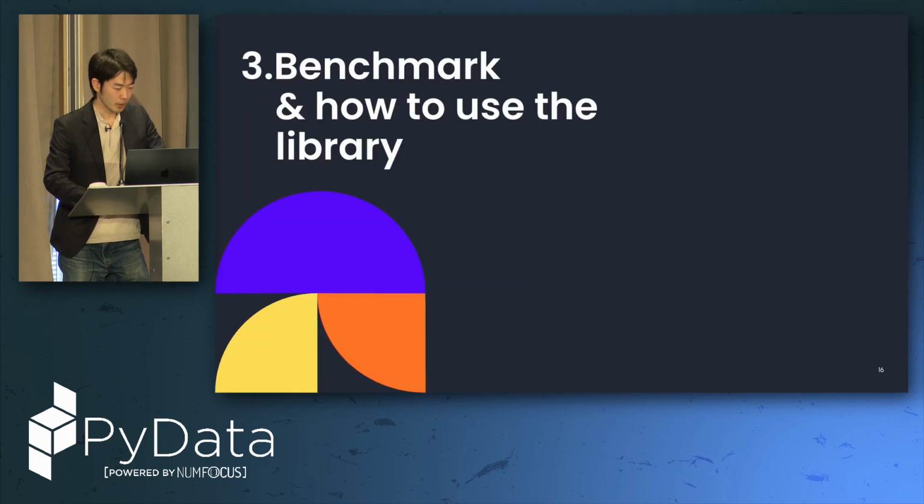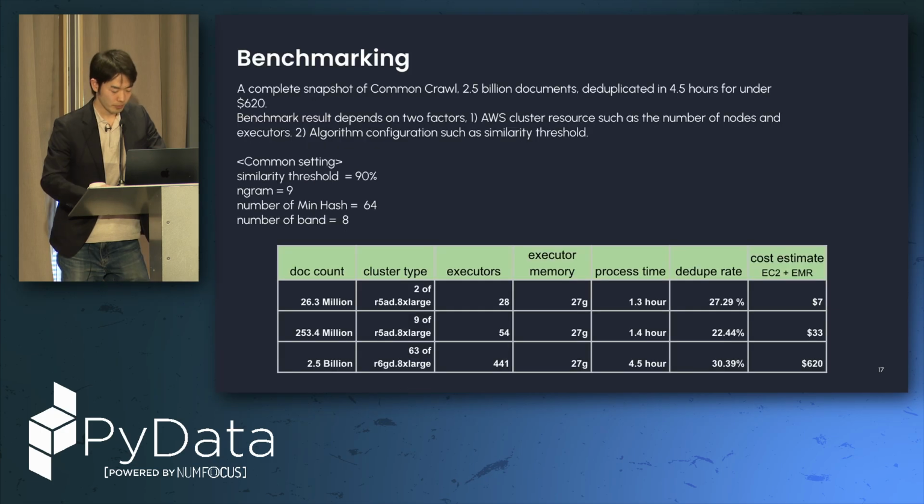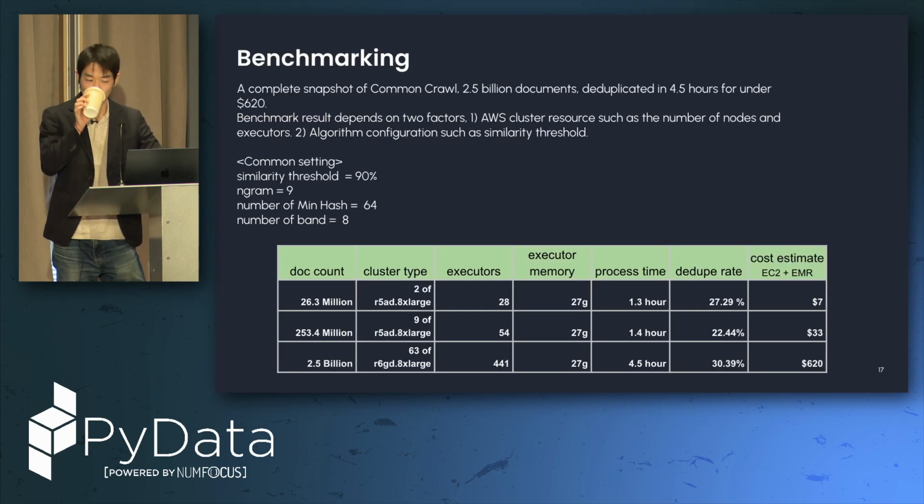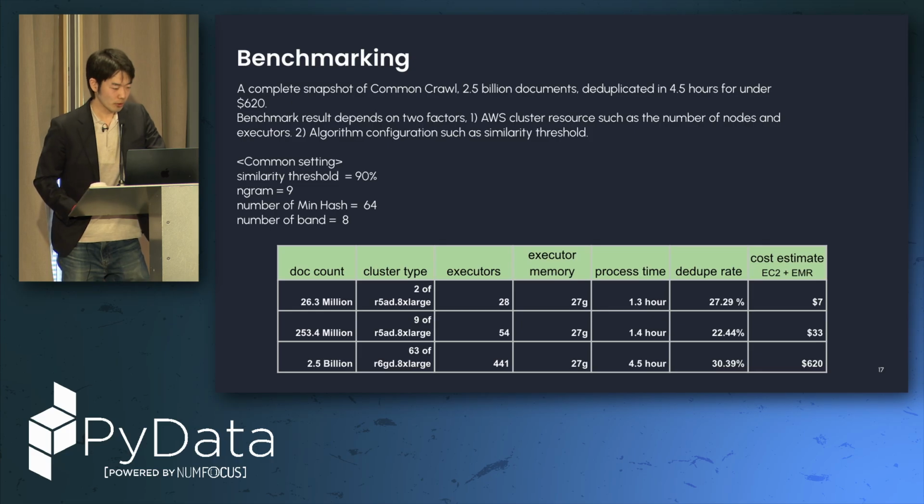Right, I can go over the benchmark result. One complete snapshot of Common Crawl contains 2.5 billion documents. The benchmark deduplicated it in 4.5 hours under $620 AWS cost.